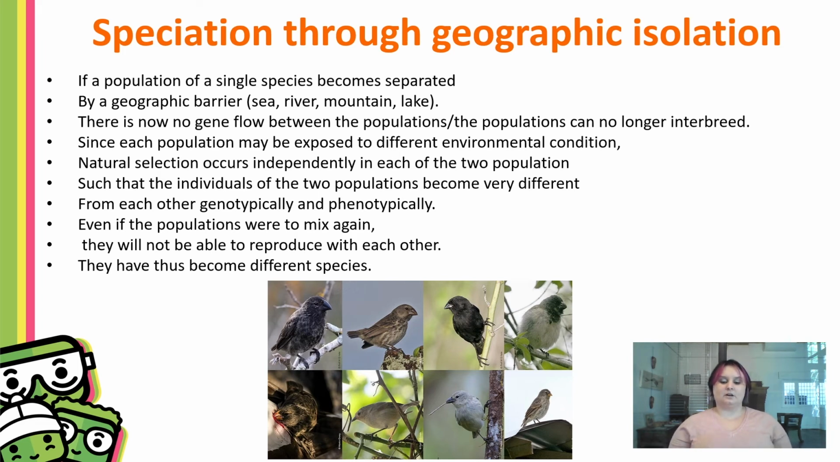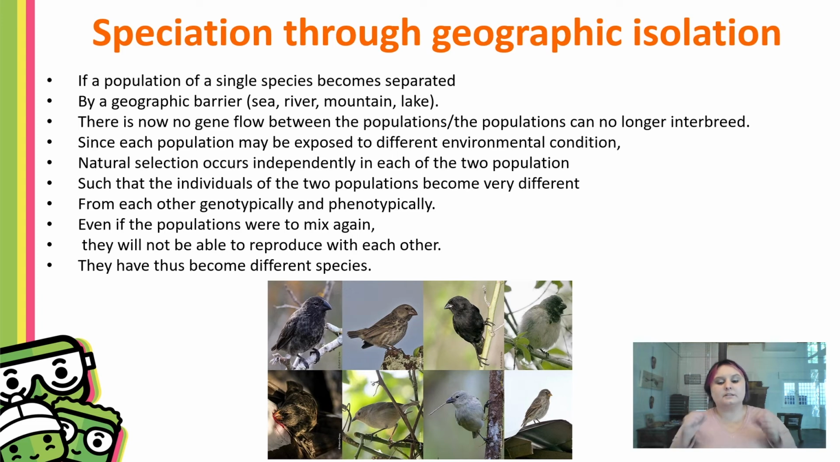That's shown in the example of Darwin's finches, which are these birds shown here at the bottom. And there are a number of different species of these finches that are found on the Galapagos Islands. And so different islands have different food sources, and over time we've seen speciation, and these birds have changed so much that they are now separate species.